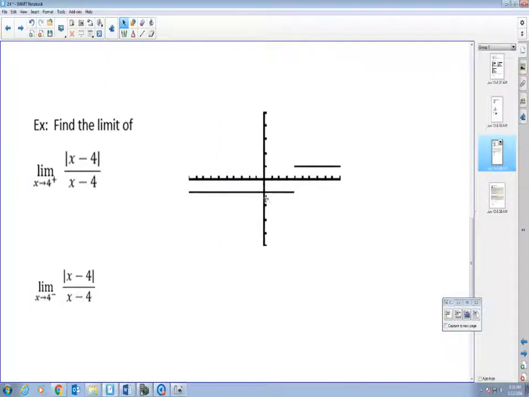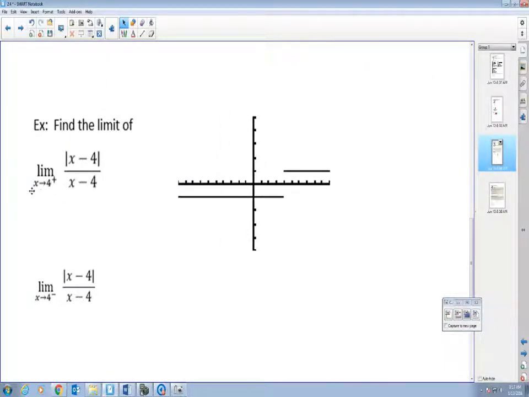Alright, so check it out. As x approaches 4 from the positive side, 1, 2, 3, 4. This is 4. Approaching 4 from the right hand side. So as my x keeps coming towards 4 from the right hand side, that tells me my y value, or my limit, is actually going to be +1.